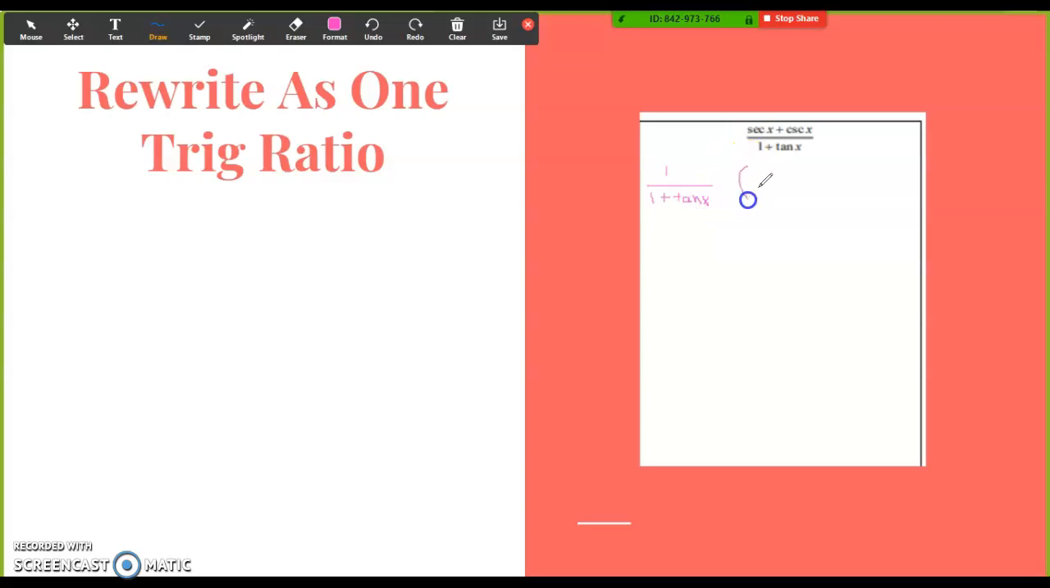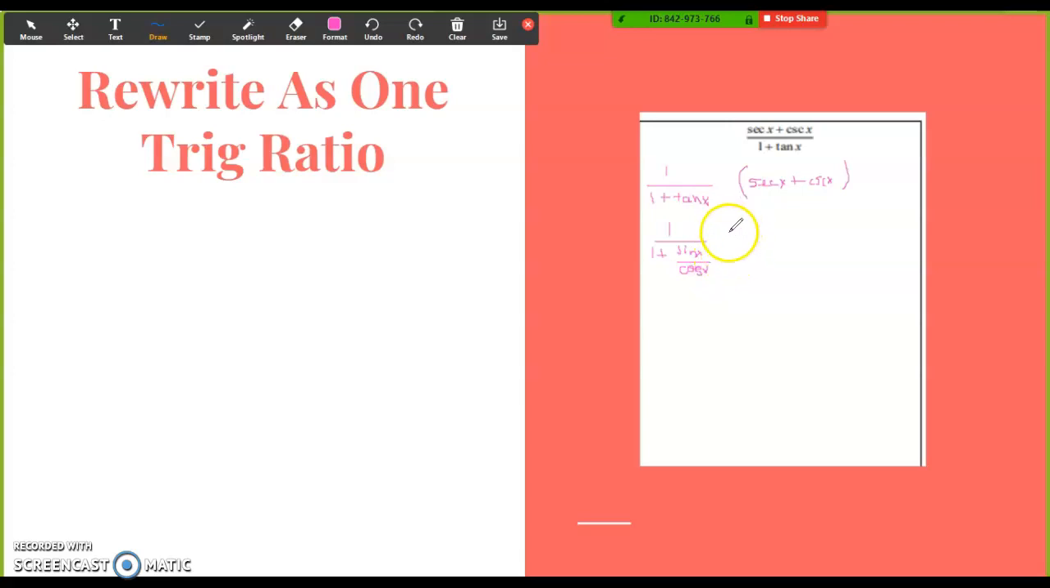And I'm going to be multiplying that by secant of x plus cosecant of x. Notice I have nothing. So what I said is your next step is you want to go ahead and just turn it into sines and cosines. So over here to the left, I would have a 1 over 1 plus, well, tangent of x is just the sine of x over the cosine of x.